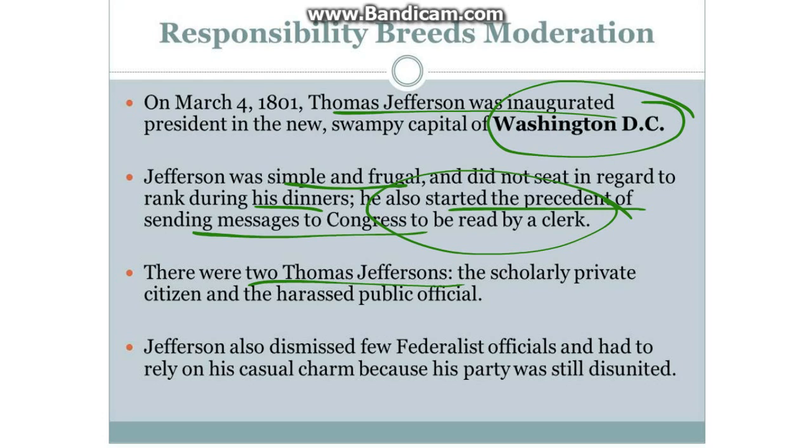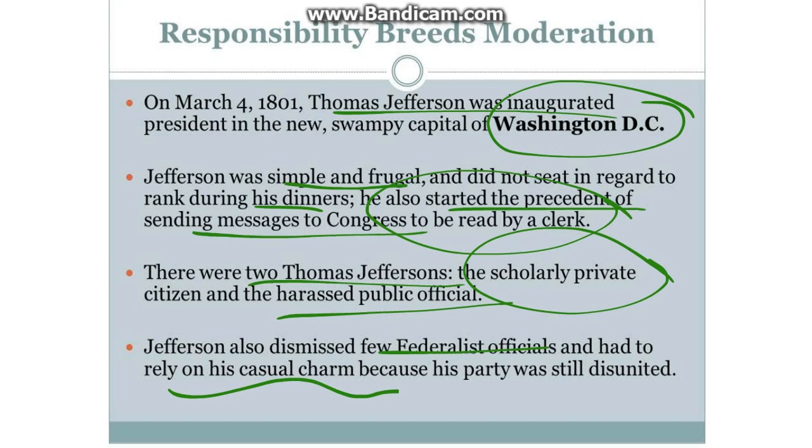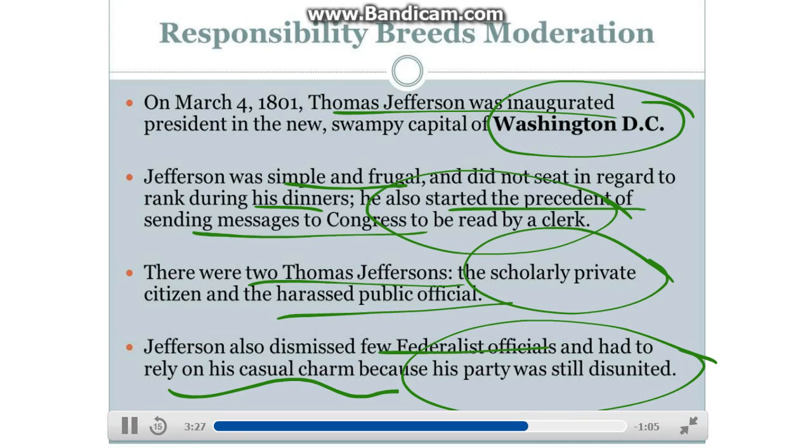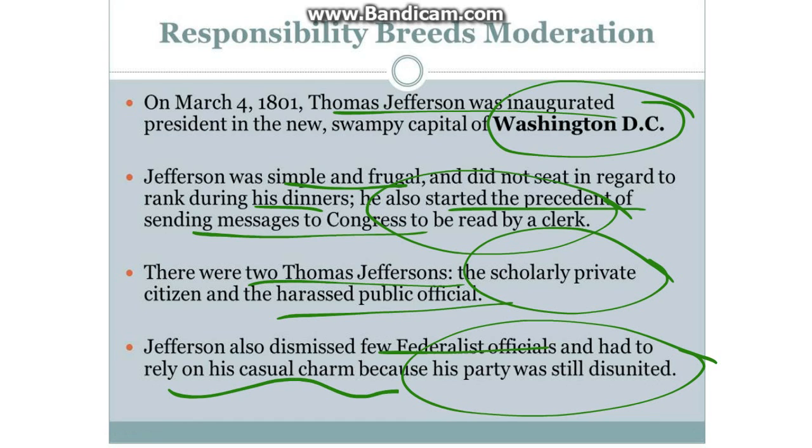There were two Thomas Jeffersons: the scholarly private citizen and the harassed public official. Jefferson also dismissed few Federalist officials and had to rely on his casual charm because his party was still not totally united.